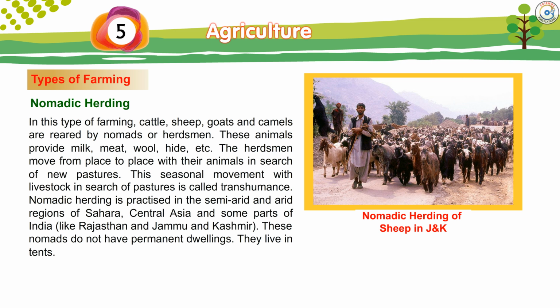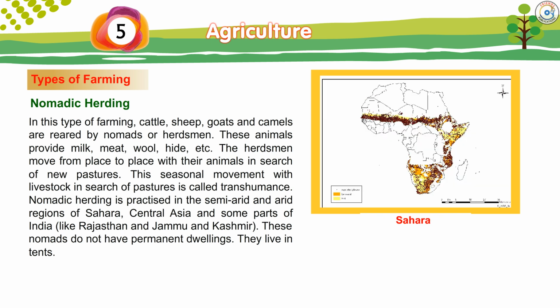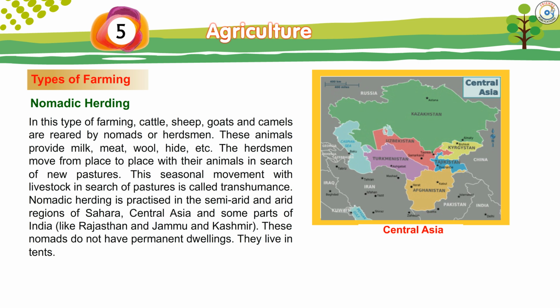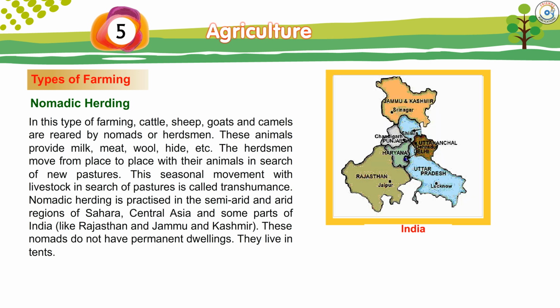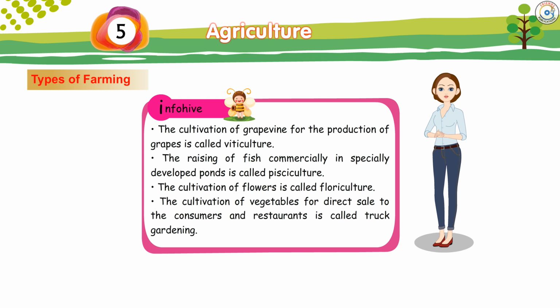Nomadic herding is practiced in semi-arid and arid regions of Sahara, Central Asia, and some parts of India like Rajasthan and Jammu and Kashmir. These nomads do not have permanent dwellings. They live in tents.